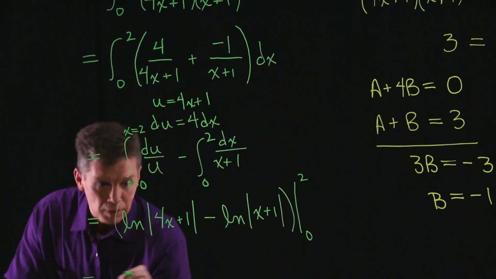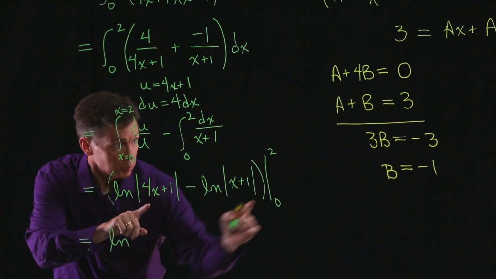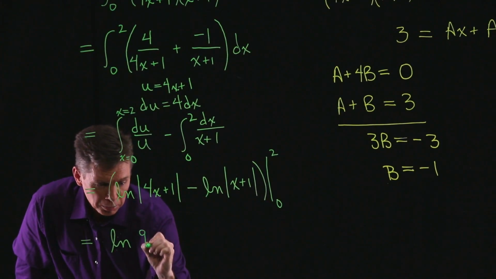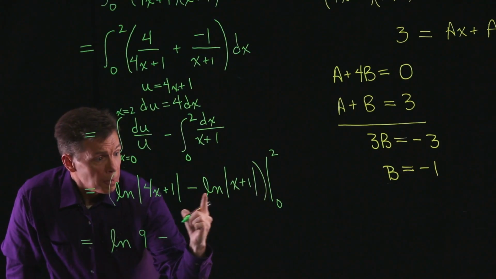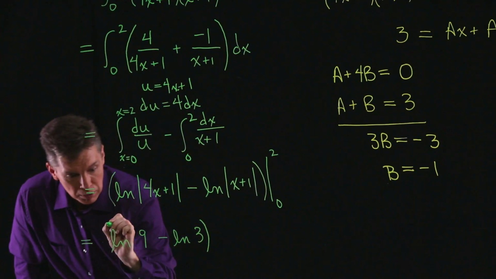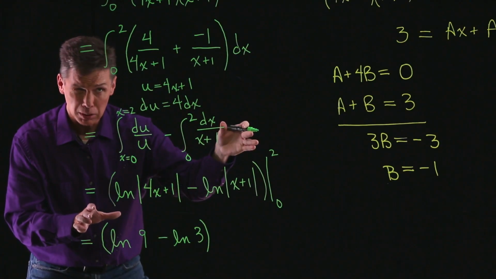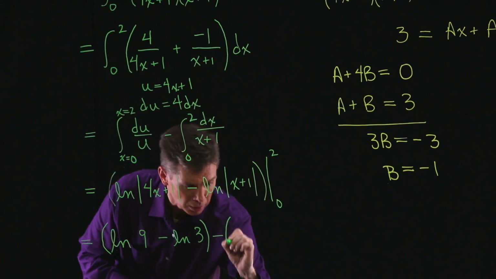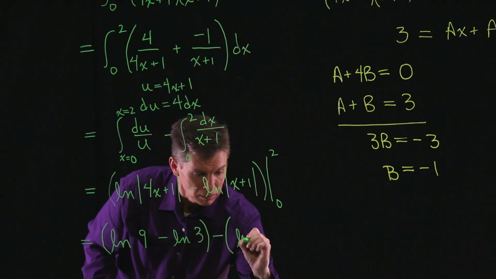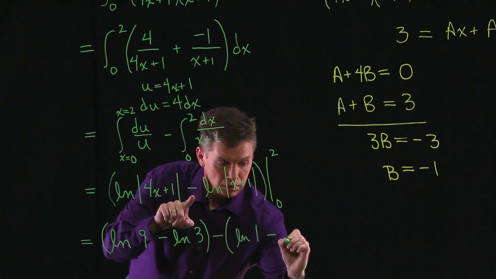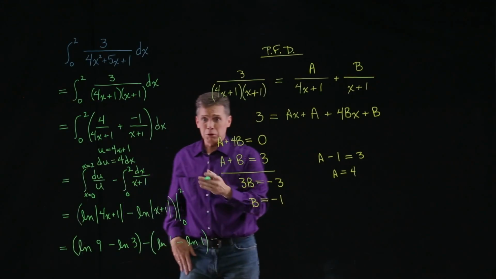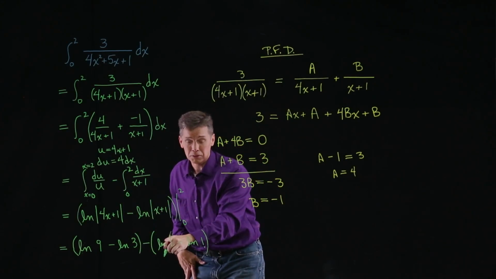So equals natural log, putting in a 2, 4 times 2 is 8, plus 1 is 9. I can drop the absolute values because 9 is positive. Subtract from here, natural log of 3. I'll put parentheses there just to suggest that's from plugging in your upper limit of integration. Subtract what happens when you plug in your lower limit. So now I'm putting a 0 in. Natural log of 1 minus natural log of 1. Maybe you thought of this already, but natural log of 1 is 0.